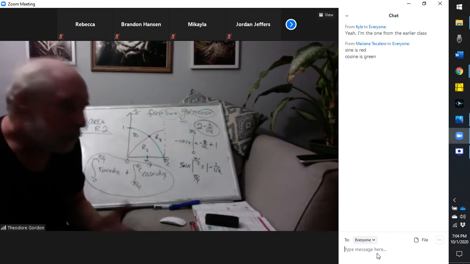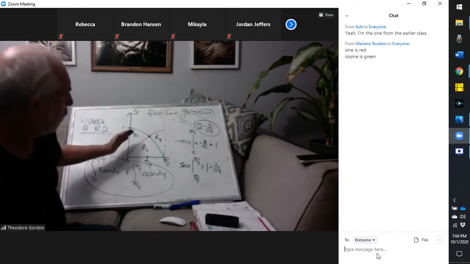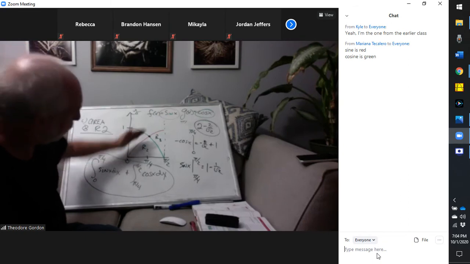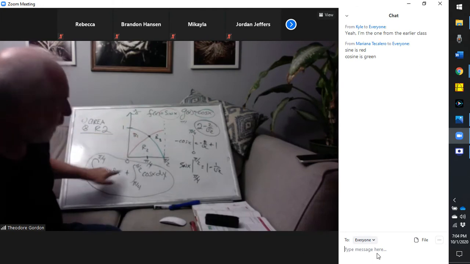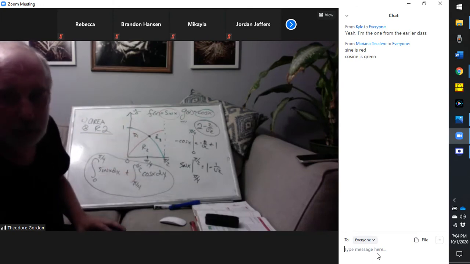So the moral of that story that Brandon brought up is we have the roof of this region is 2 different colors or 2 different functions, so we had to integrate it in 2 different parts.